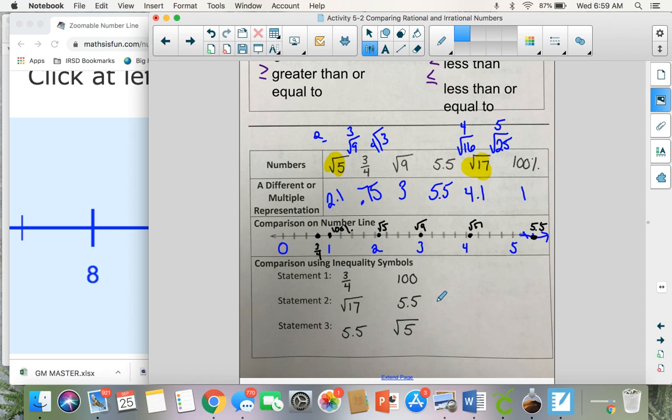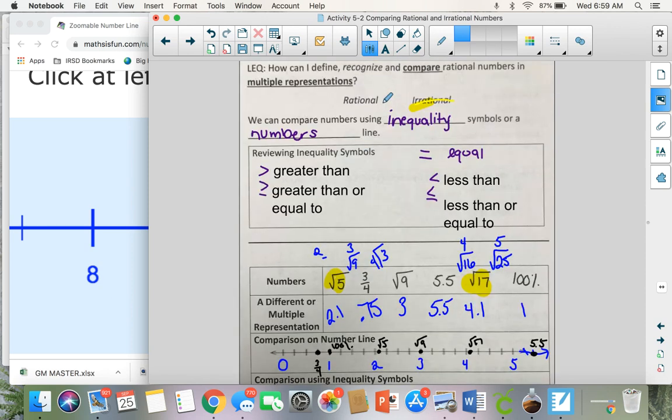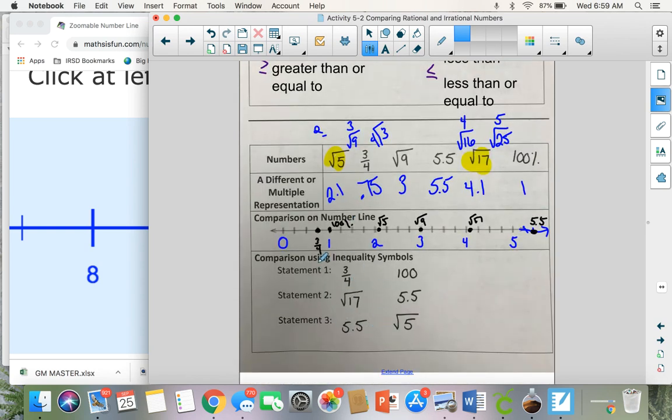Great, welcome back. So now we're going to finish answering our LAQ, and we're going to do one more thing. We're going to compare these numbers using our inequality symbols. And this right here, this should say 100%. I'm sorry that I forgot my percentage symbol. So it's 3/4. So 3/4, is that greater than or less than or equal to 100%? It is less than. So I'll put in my 3/4 is less than. The small portion of that symbol is closer to my smaller value number. So it's less than 100%.